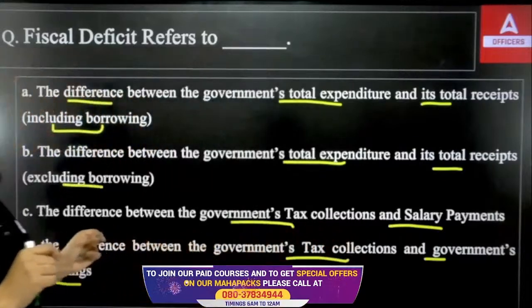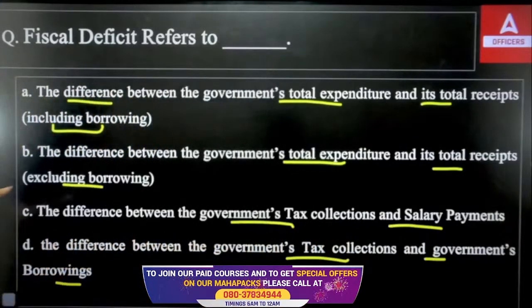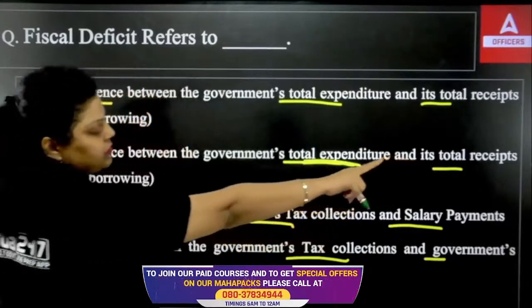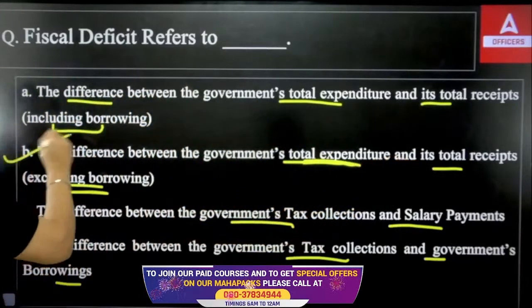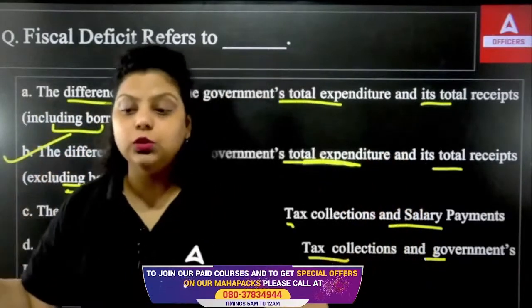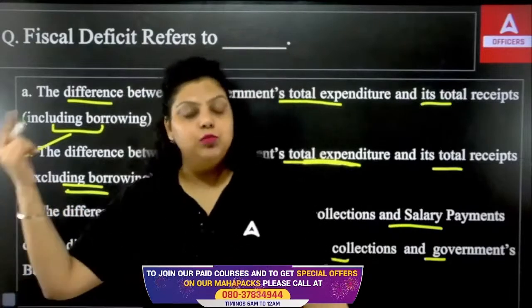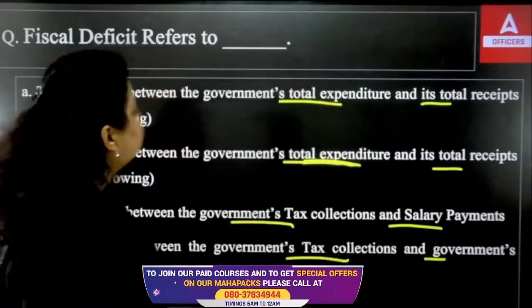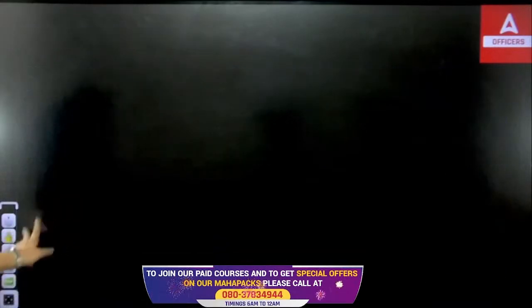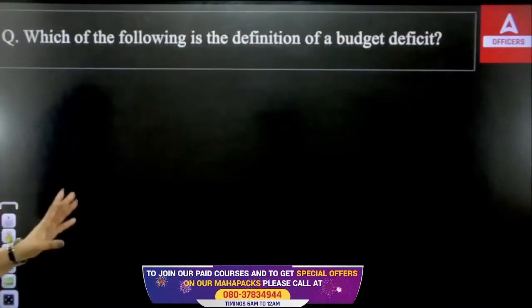Okay, so here when we talk about fiscal deficit, it will be the difference between government's total expenditure and total receipts, and that you have to exclude the borrowing. So whatever loss happened, the total expenditure was more than the total revenue. After that, government has borrowed the money, so that will create your fiscal deficit. The right answer will be B option. This is fiscal deficit. Now there are 5 types of deficit in the budget.